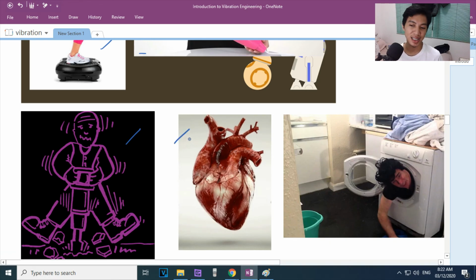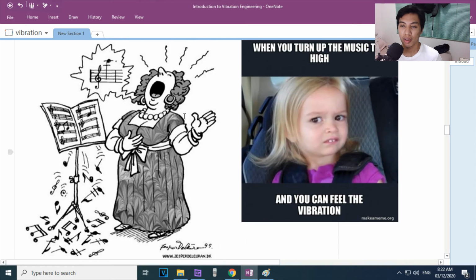Your heart vibrates. It oscillates, kasi meron siyang periodic motion. Hindi pwedeng huminto ang puso. Kapag huminto ang puso, patay ka na. Your washing machine, nagba-vibrate yan. Ito, your vocal cords vibrate and it produces sound. Sabi nila, when you turn up the music too high, and you can feel the vibration, medyo masakit na sa ulo. Okay?